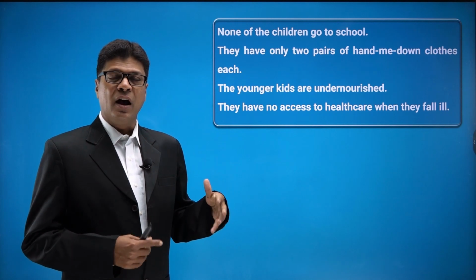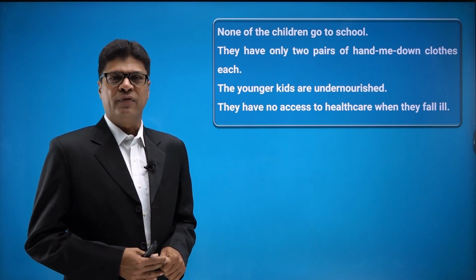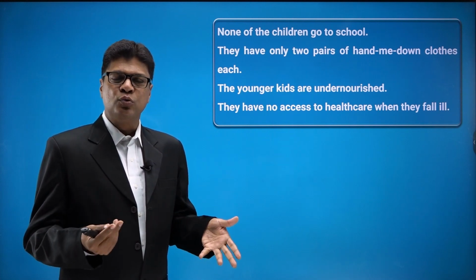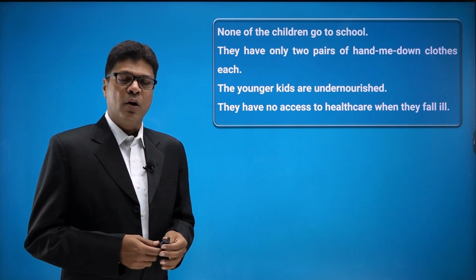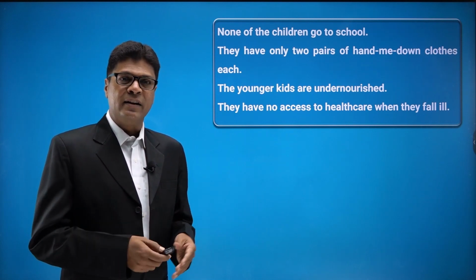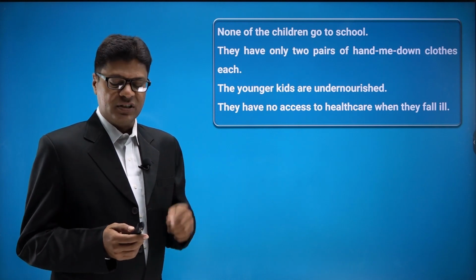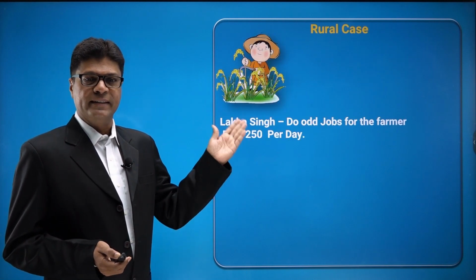The younger kids are undernourished, not healthy. They have no access to healthcare facilities. When they fall ill, जब भी वो बीमार पड़ते थे, they don't have the amounts to go to the doctors and purchase medicines. For this sake, our government has issued many health centers where they are getting free of cost medicines and doctors consultations. Now I am talking about the rural cases.